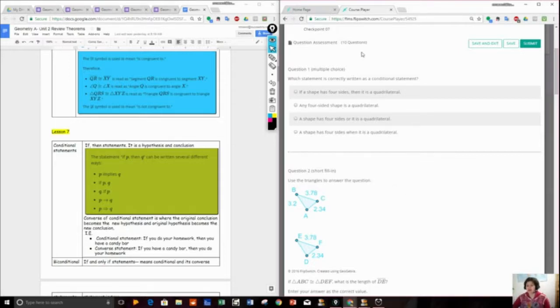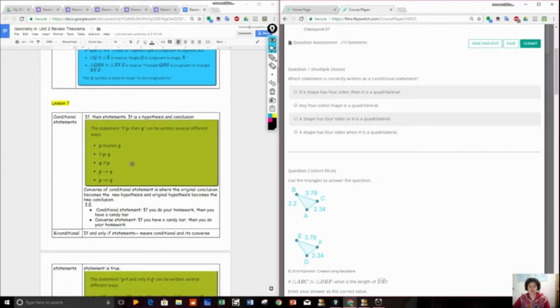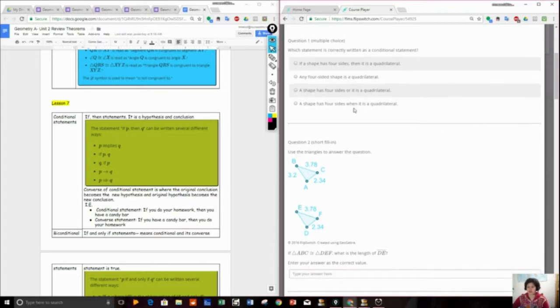Checkpoint 7. Again, I have the Unit 2 review theorem up so that I can model how I would use it. And I have it up with my checkpoints. So we are going to just start with question 1. Which statement is correctly written as a conditional statement?